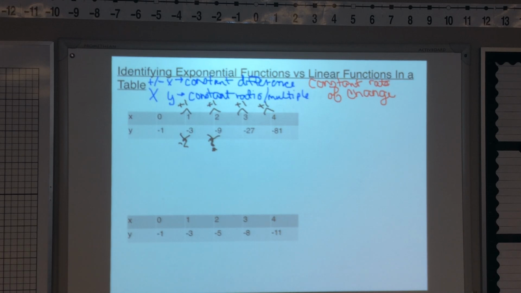So what we look for is if there's a constant multiple, that constant ratio. To get from negative 1 to negative 3, I can multiply that negative 1 by 3. And if I'm at negative 3 and I need to get to negative 9, I can multiply it by 3, because negative 3 times 3 is negative 9. If I keep checking that, negative 9 times 3 is negative 27, and negative 27 times 3 is negative 81. Since we're multiplying on those y-coordinates, we have an exponential function.